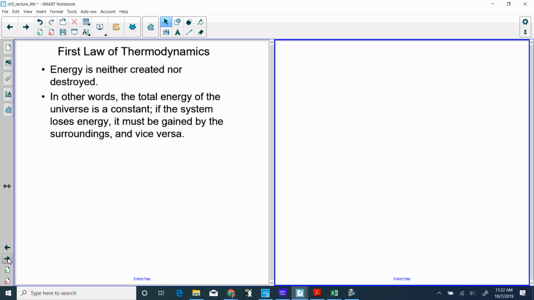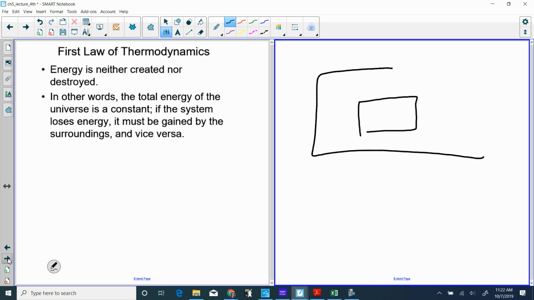The first law of thermodynamics says that energy cannot be created nor destroyed. So put a box in a box. The inside box is called the system. The big box is called the surroundings.